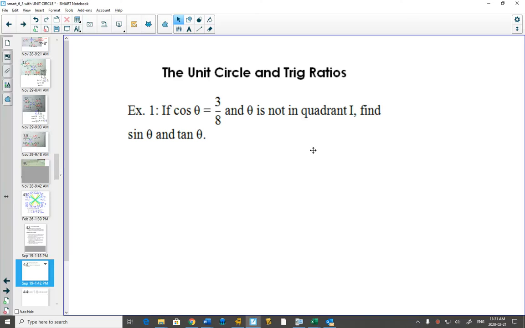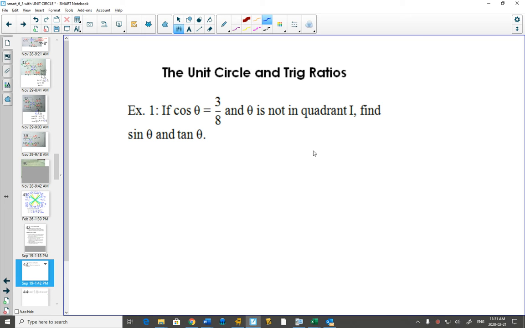These are additional notes that can connect to our pie plate and some of the stuff we've already done. Very typical question: you get one trig ratio, cos of theta is equal to 3/8, and then you get another piece of information telling you what quadrant it will be in. So this one says it's not in quadrant one. Which quadrant would it be in?